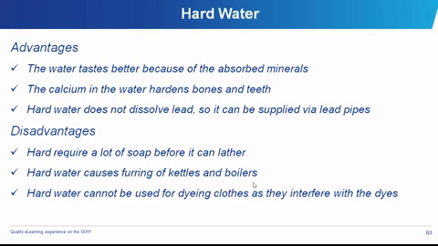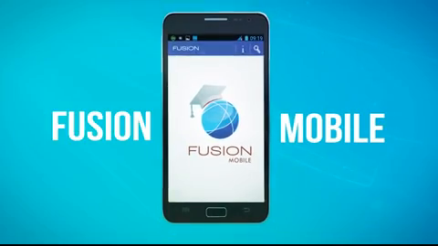Now, what are the disadvantages of hard water? Major disadvantage is the fact that it wastes our soaps. Our soaps don't lather quickly, and then it causes furring of our kettles and our boilers. Hard waters also cannot be used for dyeing clothes. They have effects on the dye.